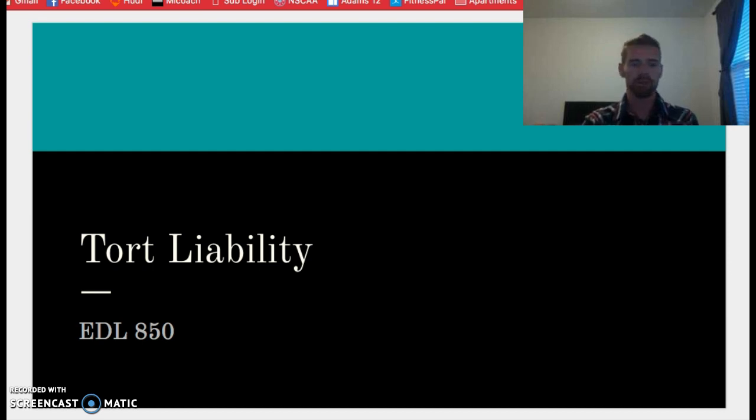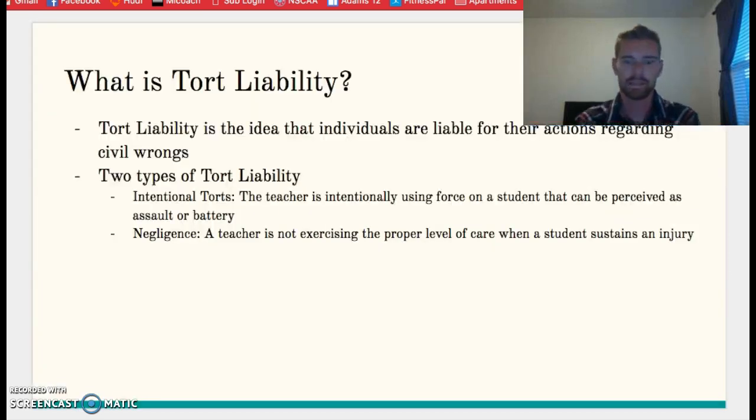So basically, tort liability is the idea that individuals are liable for their actions regarding civil wrongs. In education, in certain instances, teachers and school districts are being sued for something that happened to a student, whether it's the teacher physically grabbing or pushing the student, or something happening to the student on the teacher's watch that they possibly could have prevented. And that gets into those 2 different types of tort.